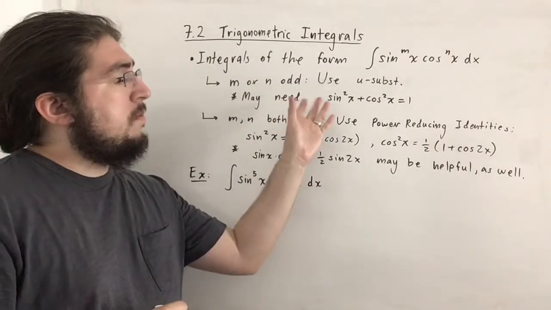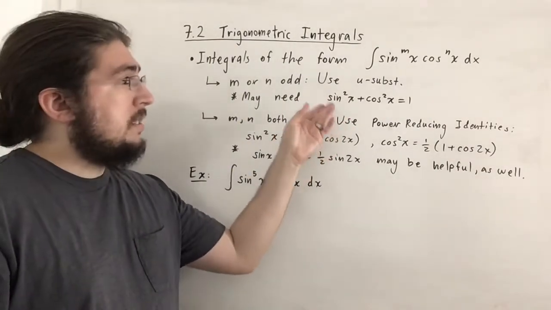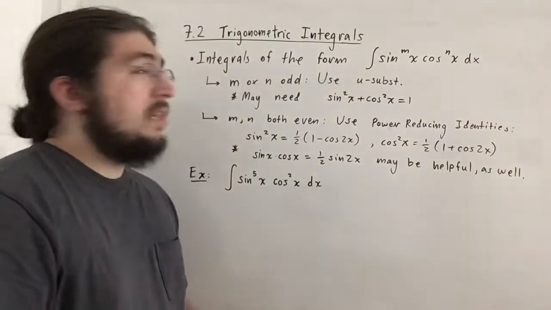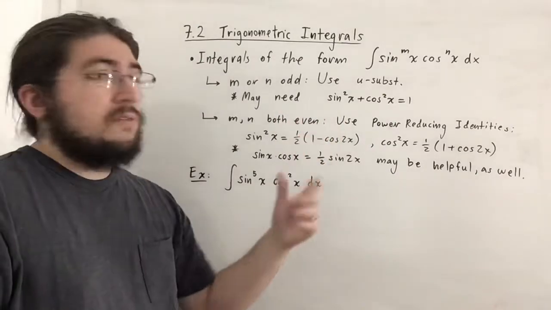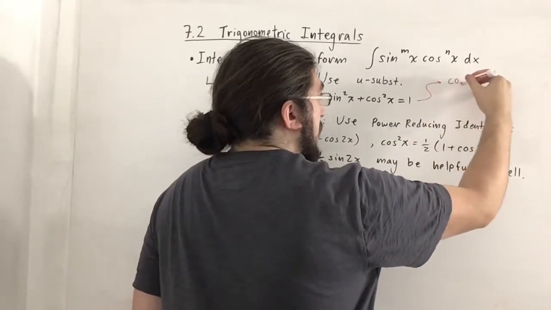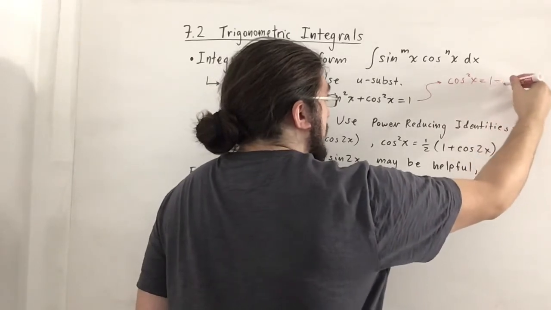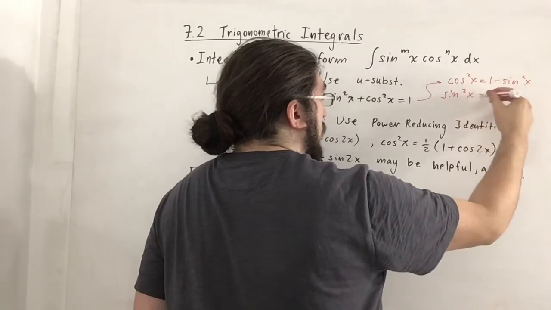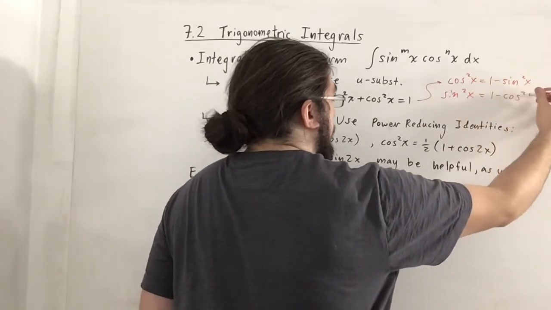And notice that we may need the Pythagorean identity, sine squared plus cosine squared is equal to 1. By the way, specifically what we'll need is a version of this that solves for one in terms of the other. In other words, we may need the fact that cosine squared of x is equal to 1 minus sine squared, or the other way around, sine squared is equal to 1 minus cosine squared.